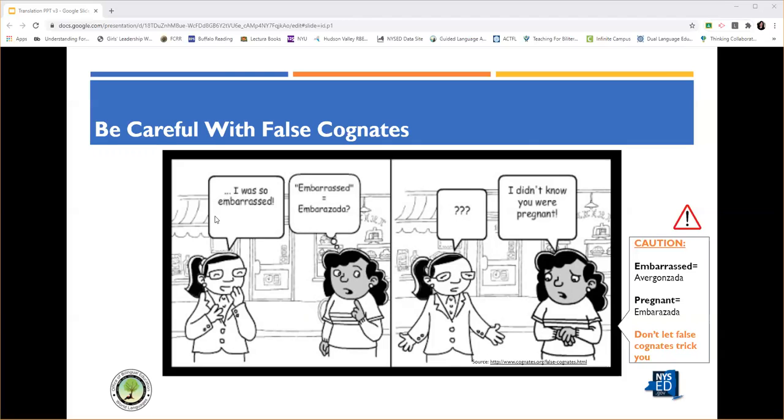You want to be specific when speaking to your students about them. Warn them that they might run into some words that are false cognates, and these are words that look and sound very similar, but do not at all have the same meaning in the target language or the home language.